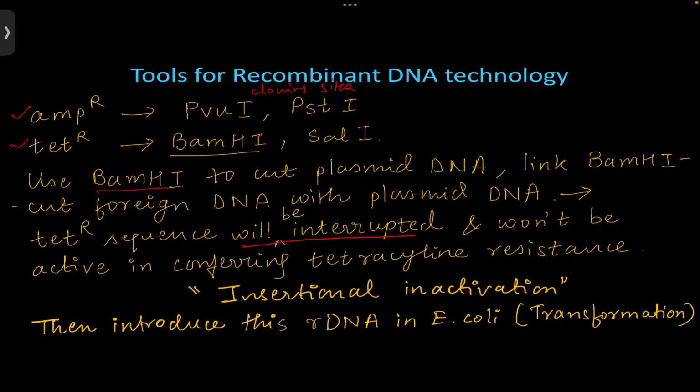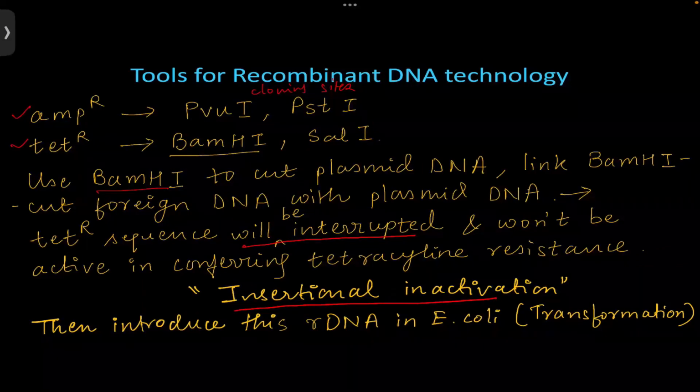Okay. So this process that you're doing, inactivating a gene by inserting a foreign piece of DNA in between or within its sequence, is called insertional inactivation. Now, the recombinant DNA that you have formed has an active ampicillin resistance gene, whereas the tetracycline resistance gene is inactive.